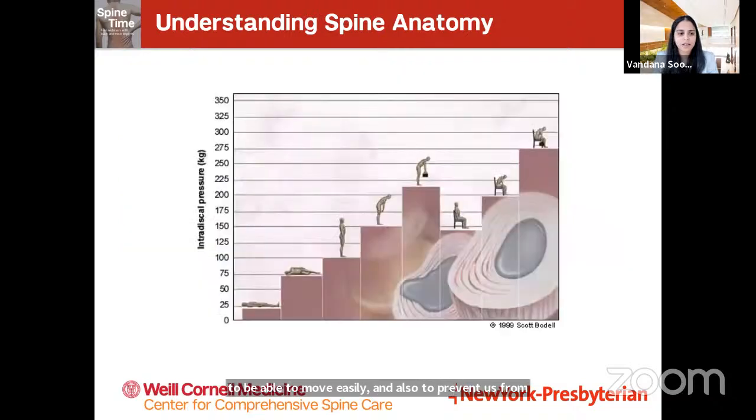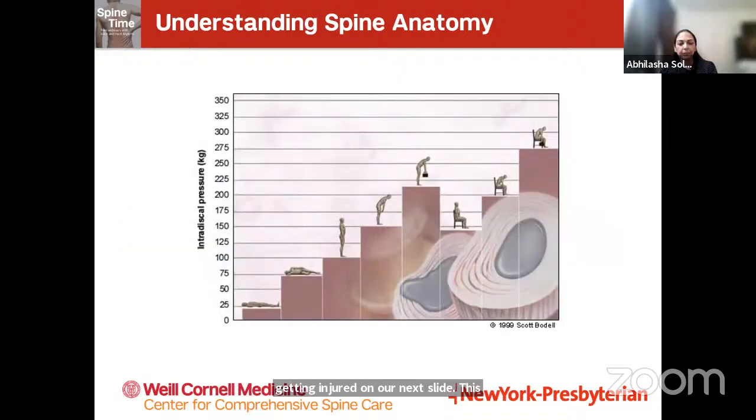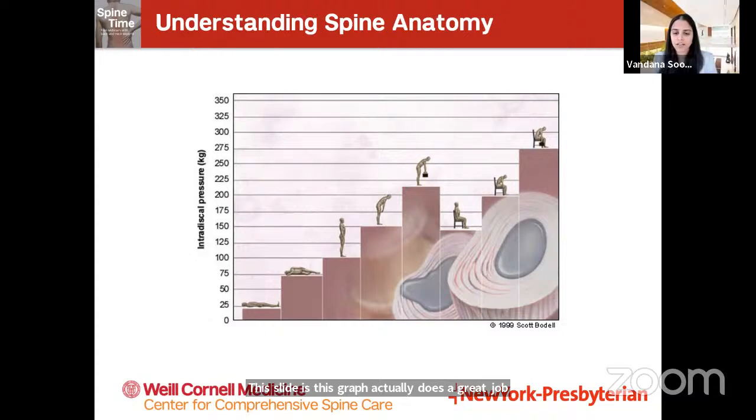On our next slide, this graph actually does a great job of showing the different amounts of pressure or stress that certain parts of your back, particularly discs of your back, are exposed to as you move through different positions. So you can see here on the very left, the person is lying straight, and that's the least amount of stress on your spine. But then as you get up and you stand, the pressure goes a little bit up, and as you bend forward, as you lift something heavy, the pressure starts to build.